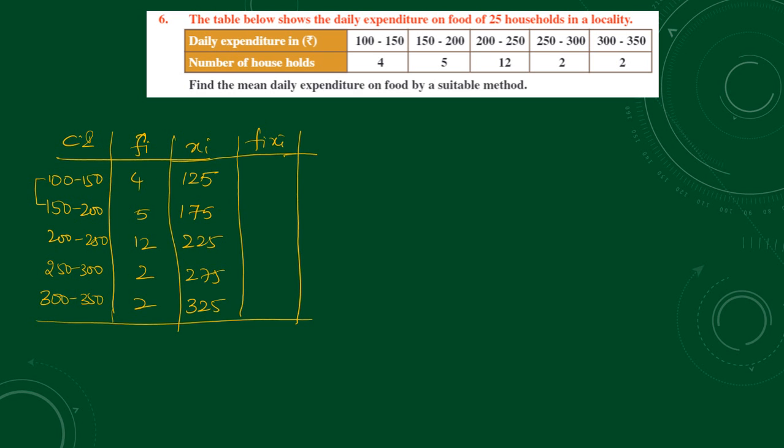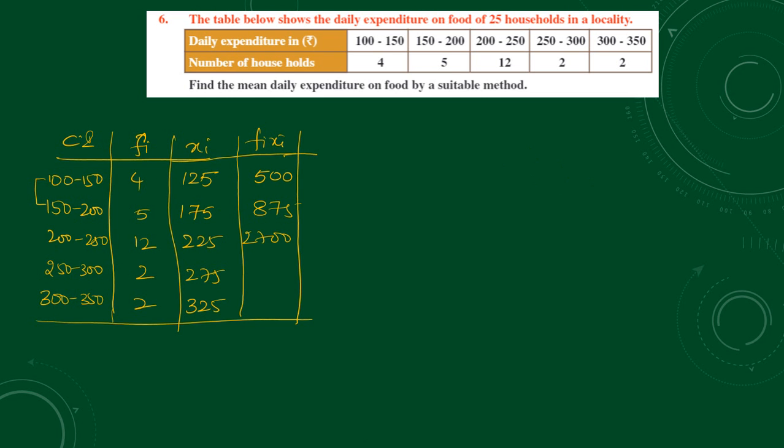Now fi into xi. For 125, 4 times 125 is 500. Next, 5 times 175 is 875. Next, 12 times 225: 2 times 225 is 450, so 2700. Hmm, the working here is 4 times 125 is 500, then 5 times 175 is 875, and 12 times 225 is 2700.